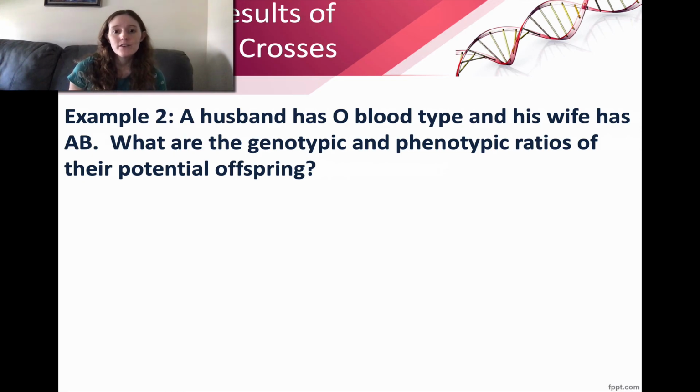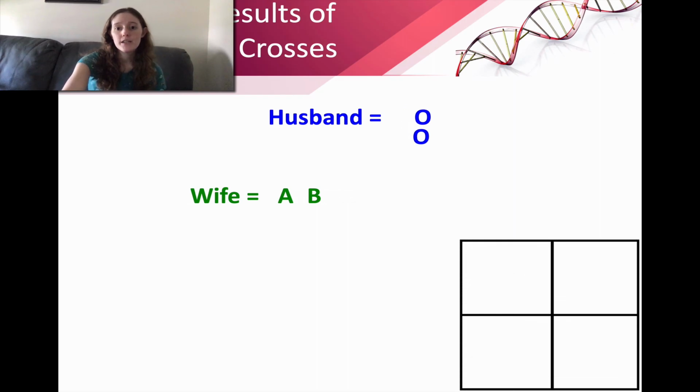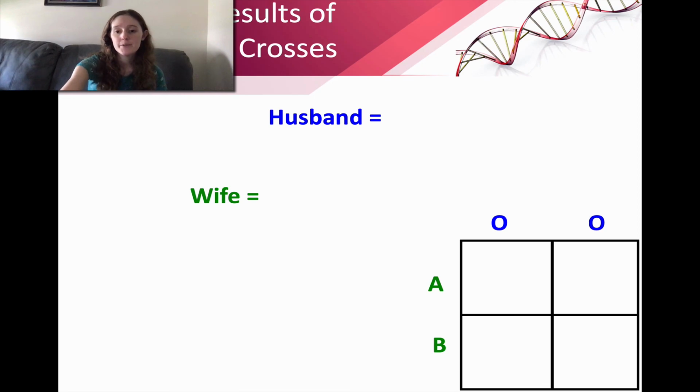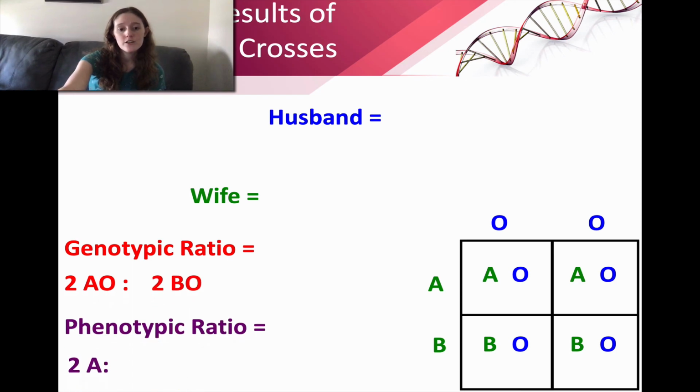So if we do a little example, we have a husband who has type O blood and his wife is AB. What are the genotypic and phenotypic ratios of their potential offspring? So the husband only has one option. He's OO. And the wife is going to be AB. We want to keep the husband's alleles together, so we're putting him on top. We're putting the wife down the side. Again, you could have put the wife on top if you wanted. It doesn't matter. And when we mix their blood types together, that is what we come up with. So for our genotypic ratio, we have 2 that are AOs, 2 that are BOs. Phenotypic ratio is going to be 2 A's and 2 B's.